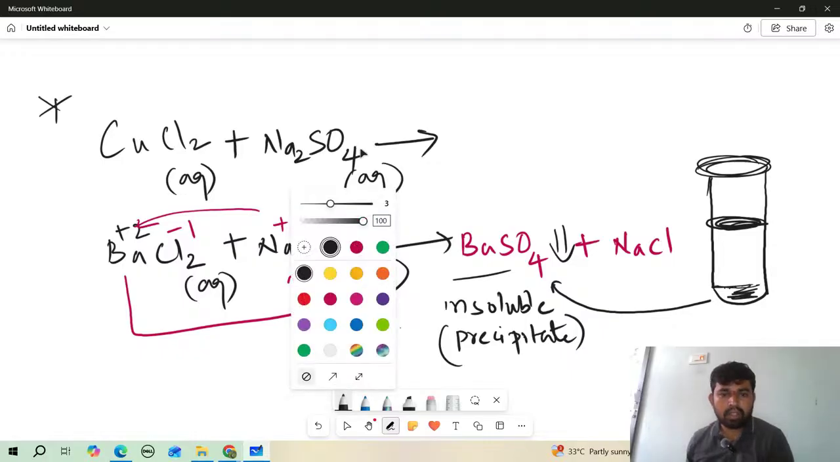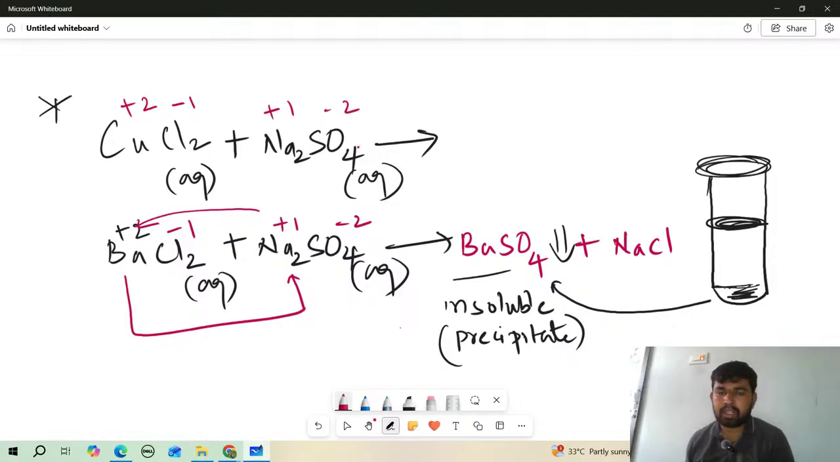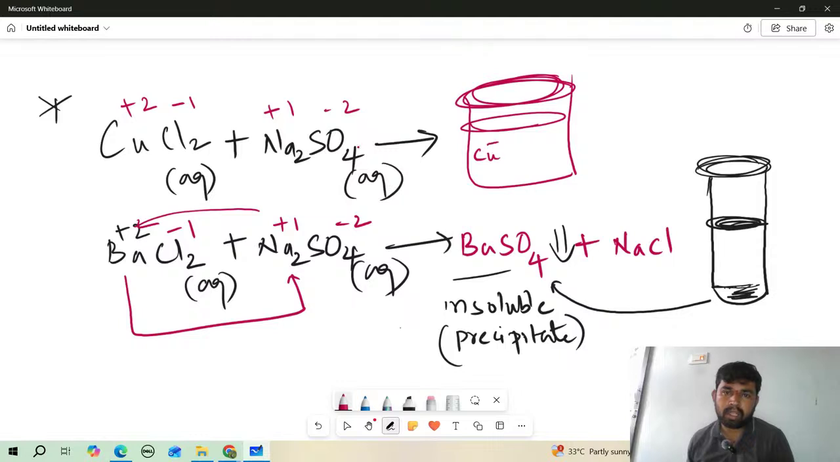Why will I say so? Now see, Cu will form Cu plus 2 ions, and Cl will form Cl minus ion. Sodium will form sodium plus ion. Sulfate will form sulfate minus 2 ions. If I take the reaction mixture, they remain the same only. It means Cu will be present as Cu plus 2, Cl as Cl minus, sodium as sodium plus, and sulfate as sulfate minus 2. We don't know which is going to combine with which one. Either Cu plus 2 may combine with Cl, or it can combine with sulfate.